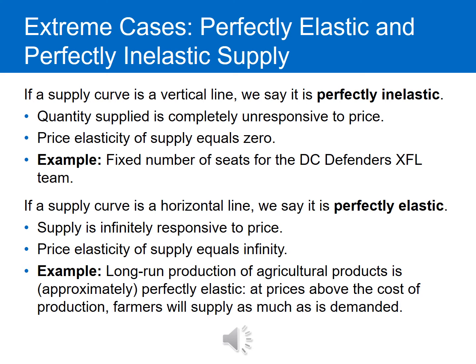On the other hand, you have perfectly elastic supply. So that's if the supply curve is a horizontal line. In this case, the supply is infinitely responsive to price. So the price elasticity of supply is going to equal infinity. For example, this is the long-run production of agricultural products. This is approximately perfectly elastic. At prices above what the cost of production of those crops are, farmers will supply as much as demanded.